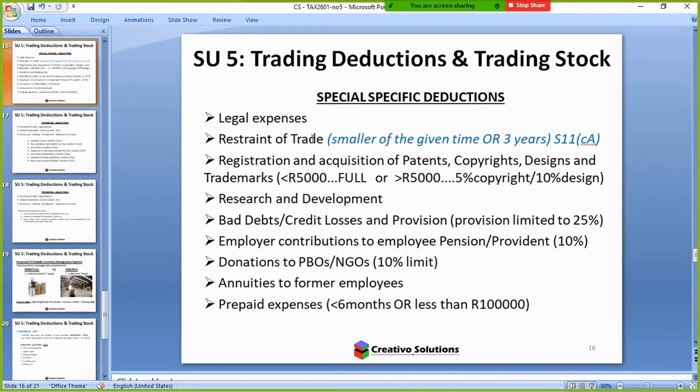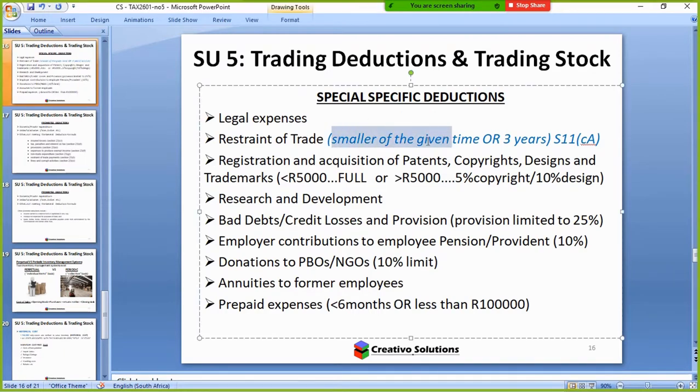Okay, the smaller. So the deduction will be the smaller of the given time or 3 years. So the restraint of trade deduction will be the smaller amount. It will either be the 2.5 years or the 3 years, but the smaller amount.